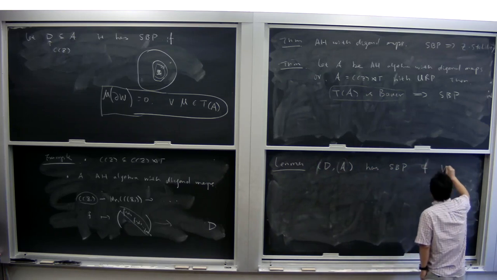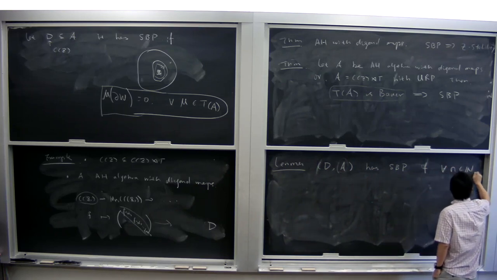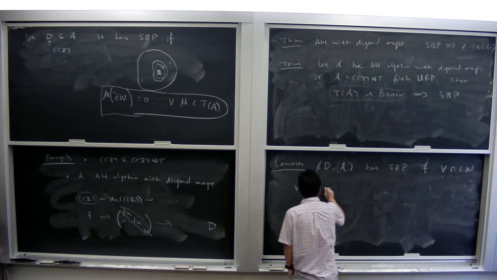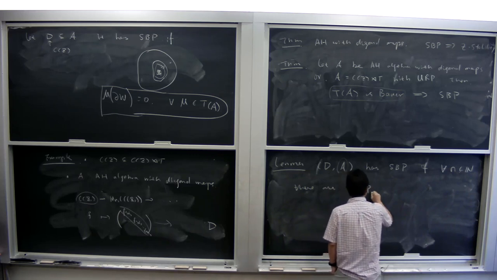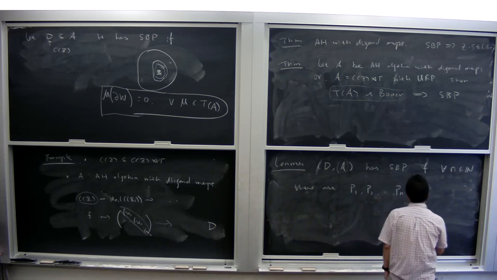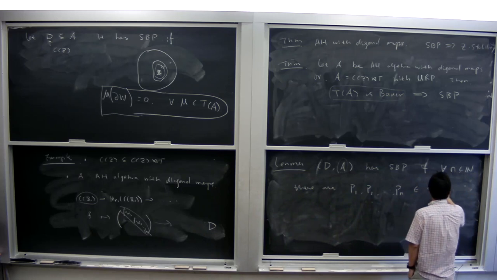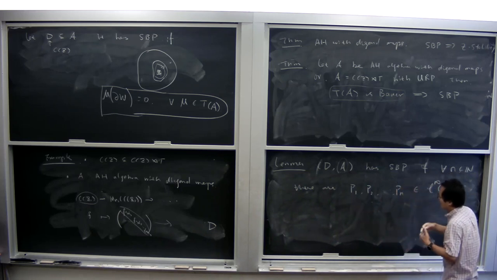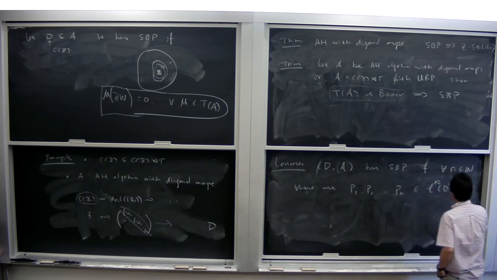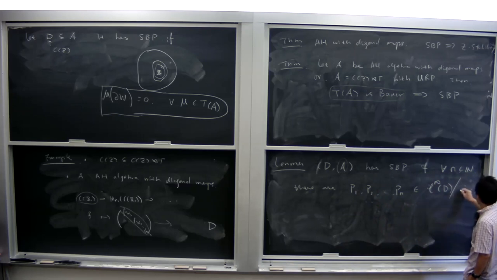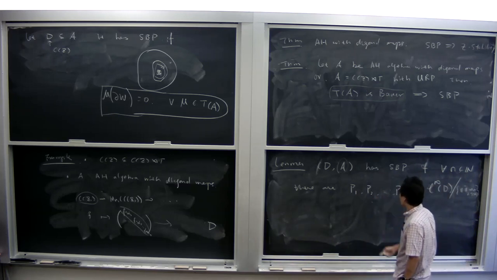If for any n, some natural number, there are projections p1, p2, ..., pn. They are in the sequence algebra, each projection being a sequence of positive elements of D, modulo the sequences that converge to zero uniformly under traces. Modulo everything that goes to zero uniformly under traces. And those are projections, mutually orthogonal, adding up to one.